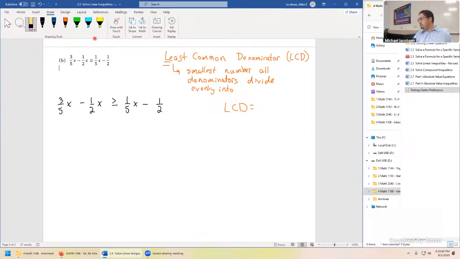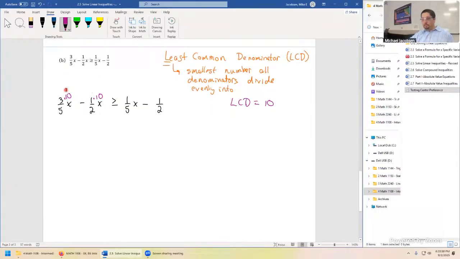Then let me actually give us some color coding so we can see it better. Let's go for purple, why not? It's a good idea, so it needs a color that stands out. This common denominator is 10. So multiply everything on the left by 10.